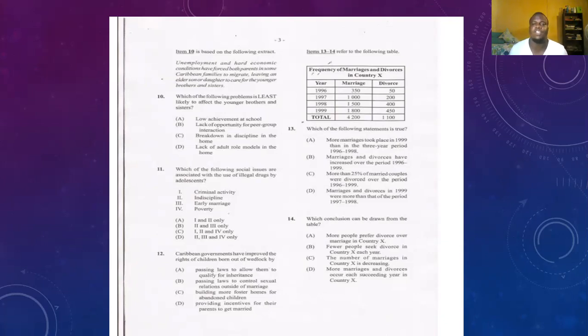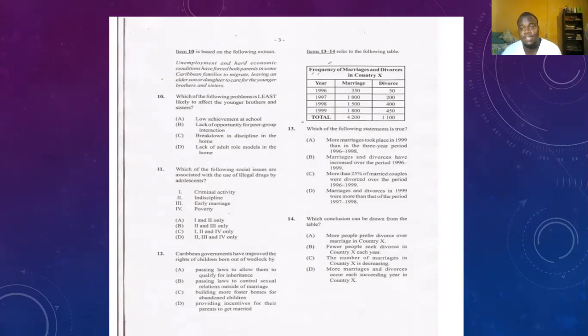Number 13 to 14 refer to the following table. So look at the table closely. It says frequency of marriages and divorce in country X. Year 1996, 350 marriages, 50 divorces. 1997, 1,000 marriages, 200 divorces. 1998, 1,500 marriages, 400 divorces. 1999, 1,800 marriages, 450 divorces. A total of 4,200 marriages and 1,100 divorces.